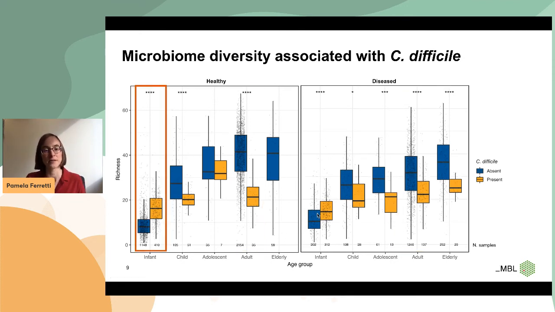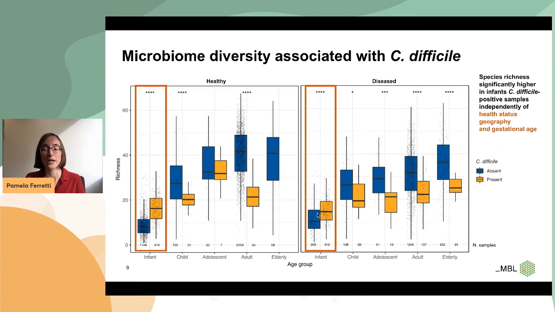Infants that had C. difficile instead had the opposite trend, so they had a significantly richer microbial community in their guts than the age-matched counterparts that didn't have C. difficile. And this was true independently of the health status, the geographic location, as well as the gestational age. So it was a very strong signal.